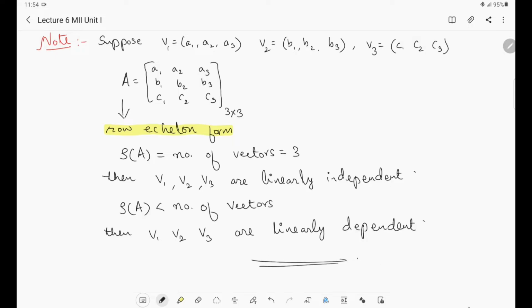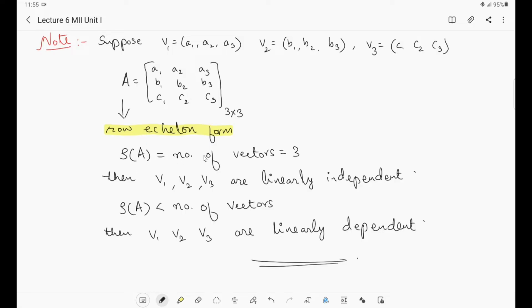Right? So, this is the procedure to check whether the given vectors in the question are linearly dependent or independent. What we have to do? We have to write all the vectors in the rows of a matrix. Consider that matrix as A. Reduce the matrix to row echelon form and find its rank. We know how to find the rank. Number of non-zero rows in the row echelon form is called the rank.